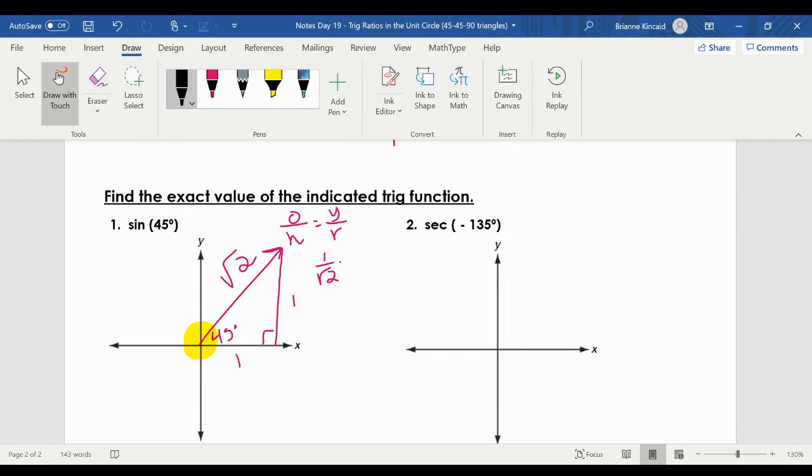Big problem is a radical in the denominator. We rationalize by multiplying by radical 2 over radical 2 to get an answer of radical 2 over just 2.